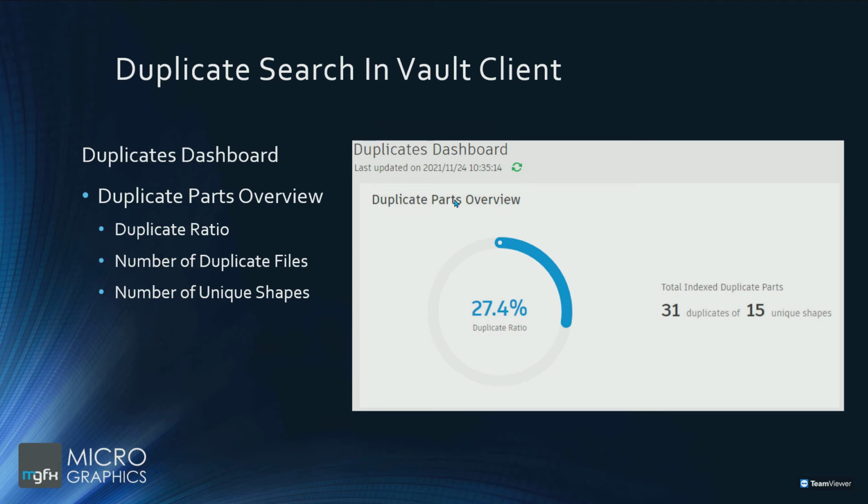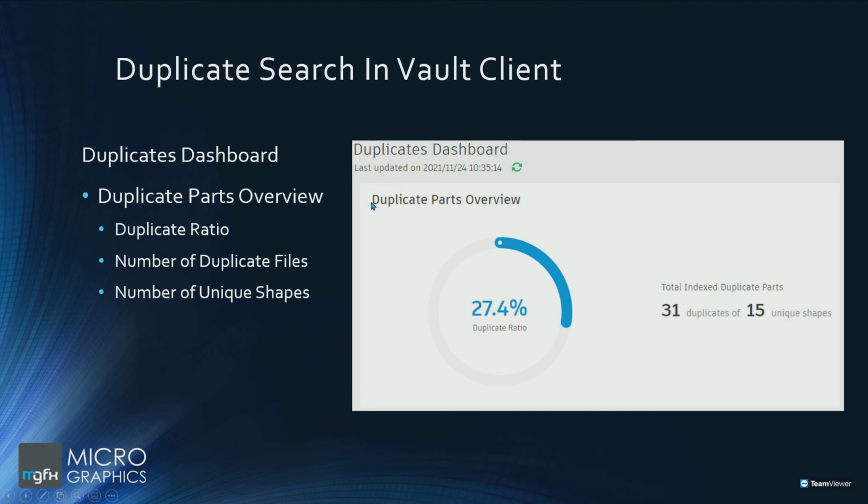Okay, so once you are configured and you have Vault duplicate search up and running and your dashboard populated, we need to understand what information is being shown in that dashboard. So the top section of the dashboard, you will get the title and it will tell you when last that dashboard was updated. If you want to refresh the information, there is a refresh icon in the dashboard to show you the latest information available.